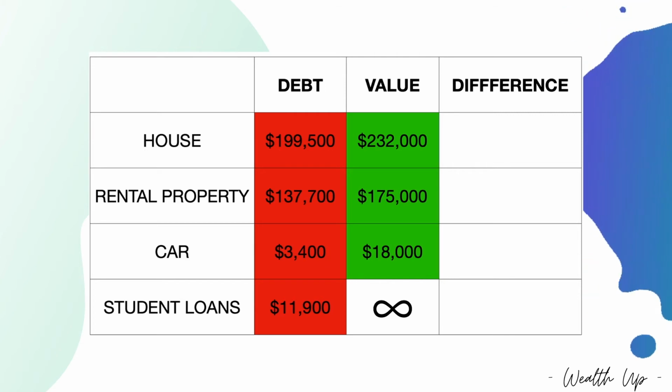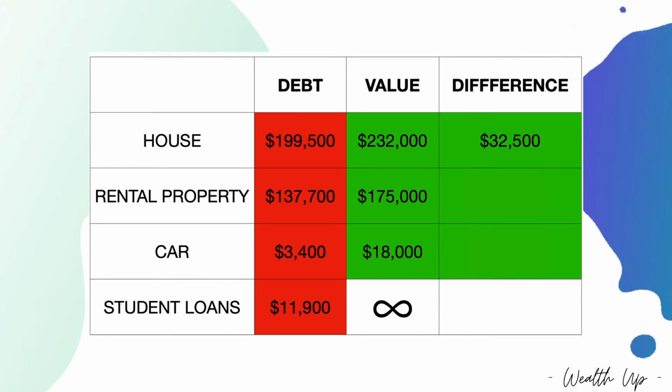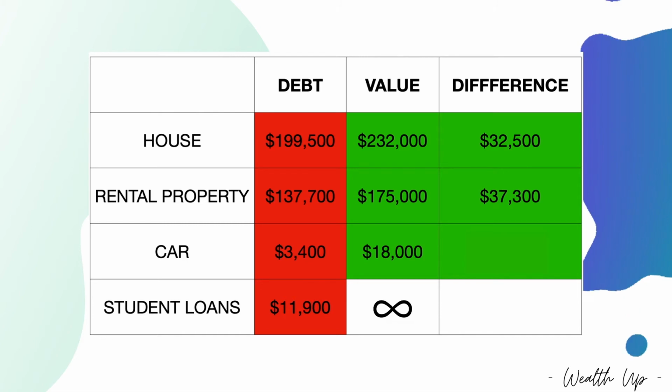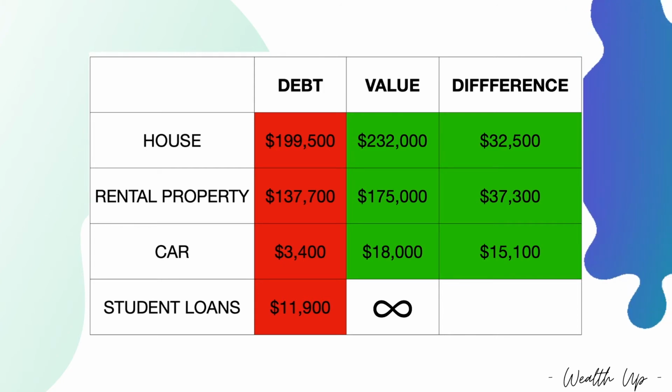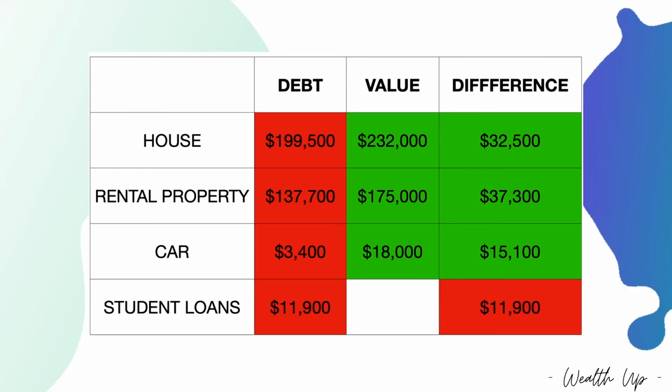This means to subtract the value from the debt. For my house, this comes out to a positive $32,500. This is the amount of equity that I have in my house. For the rental property, I have $37,300 in equity. And for my car, I have $15,100 in equity. For the student loans, I know I can't have the value of the investment at infinity. And for this exercise, I will not give it any value, which means the difference is a negative $11,900.